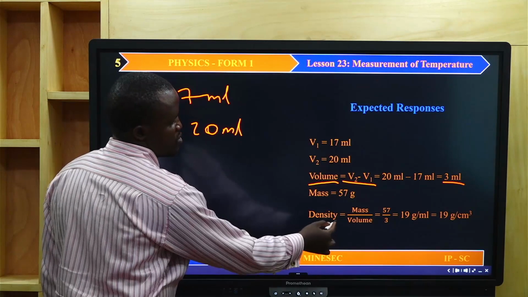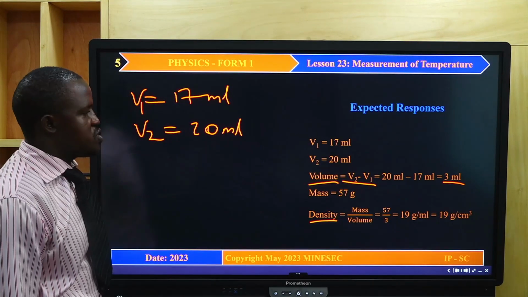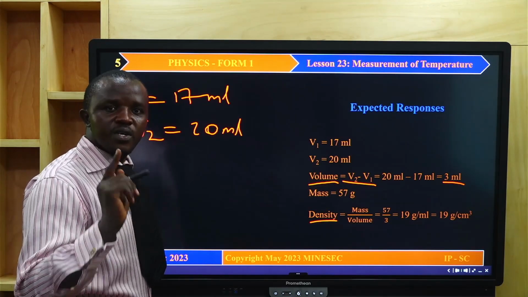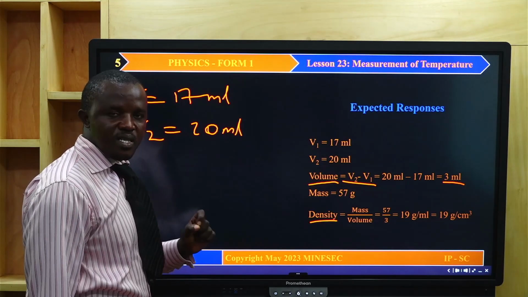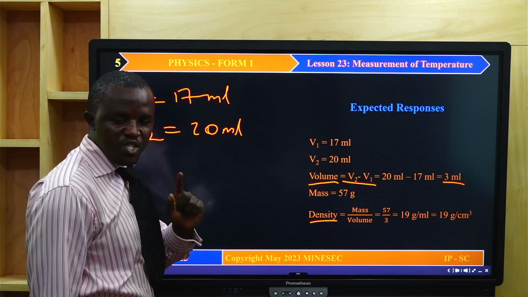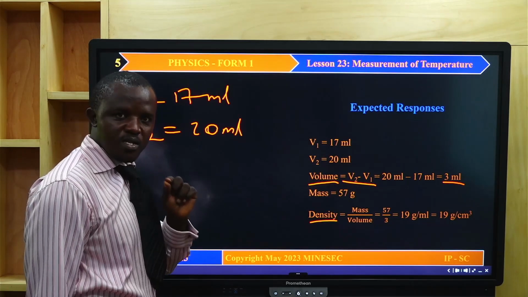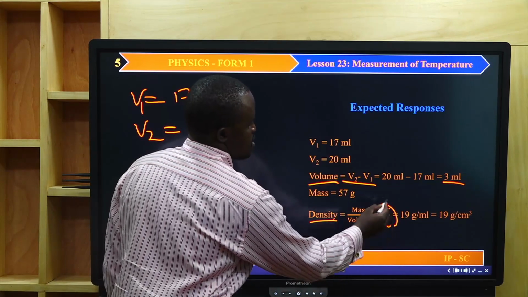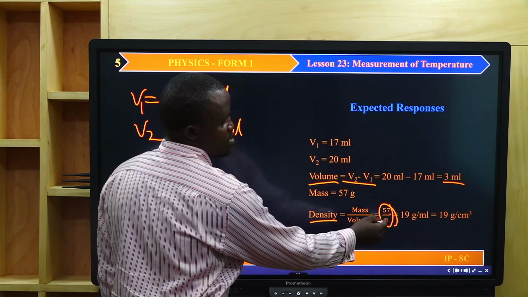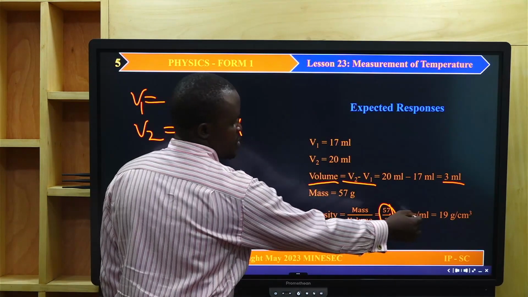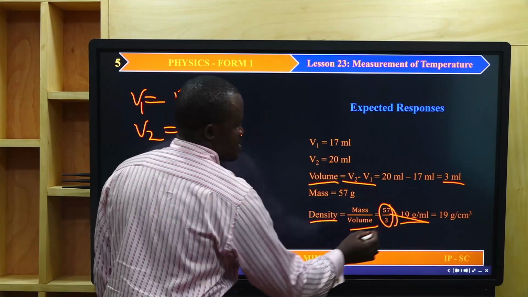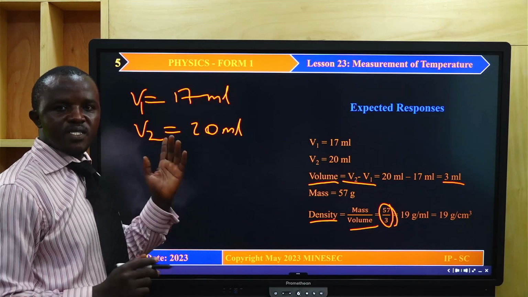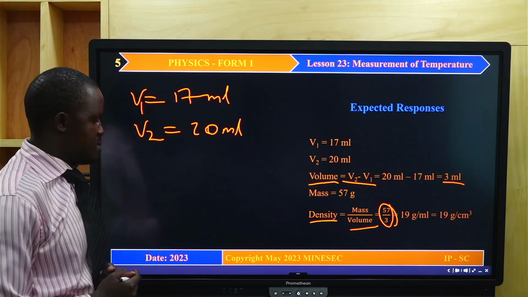That's the volume. And with that, we can then proceed to look for density, which is what we're asked to calculate. Don't forget, don't get tired of writing down the formulae. You always need it, and even when you get to Form 5, you have to write the GCE, you are rewarded for correctly stating the formula and using it, okay? So here, mass over volume, and we saw our mass as 57, volume as 3 milliliters, and density will give us 19 grams per milliliter, which is the same thing as 19 grams per cubic centimeter, okay?